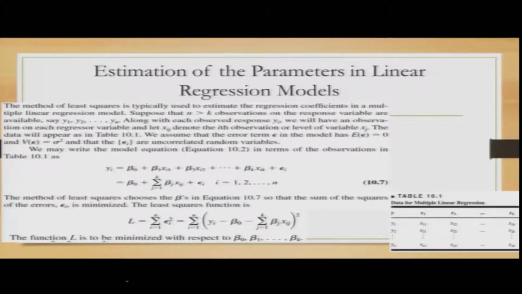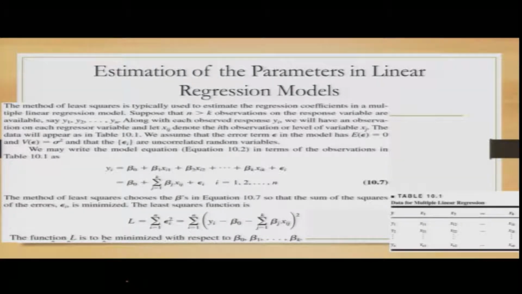Now, we want to estimate the parameters of the linear regression model. So, the method of least squares is typically used. What is the method of least squares? Basically, we find the errors, square them, sum them up and try to minimize that error with respect to something. What we are going to do, we are going to come to that within a few minutes. So, the method of least squares is typically used to estimate the regression coefficients in a multiple linear regression model.